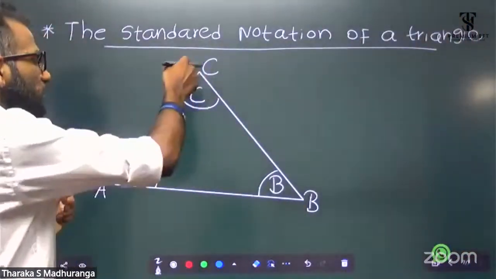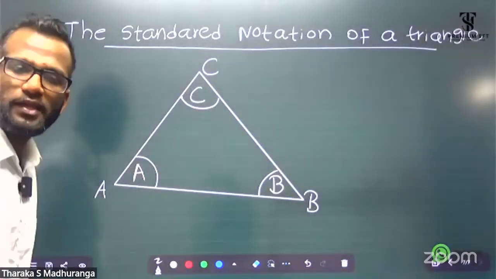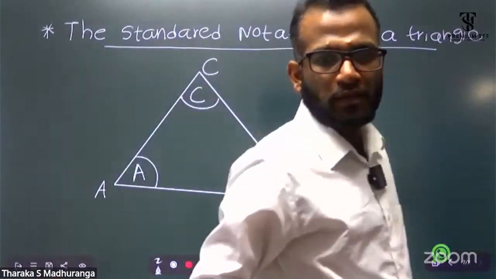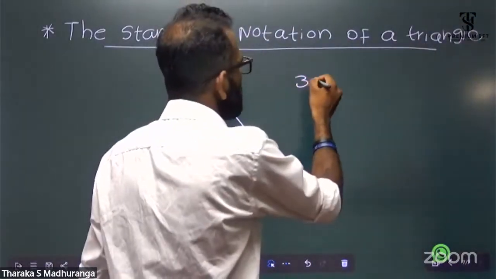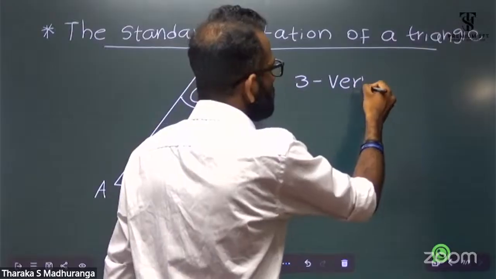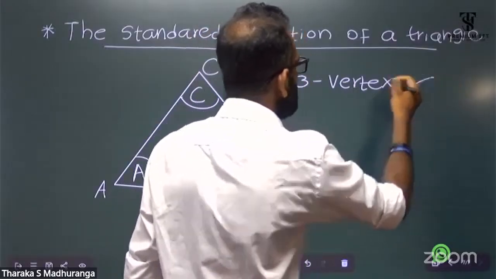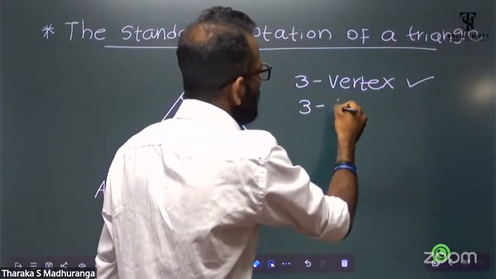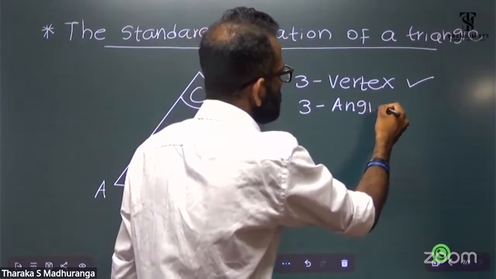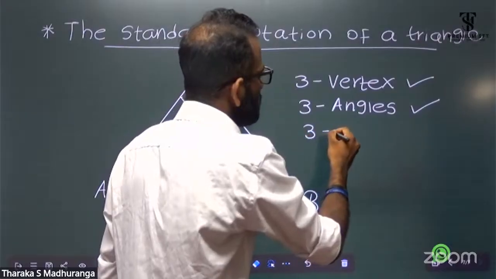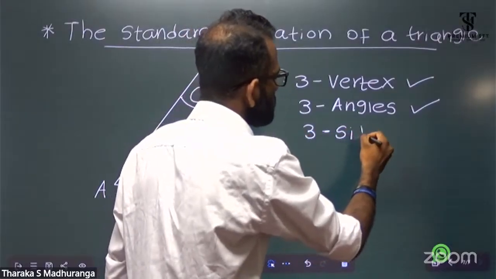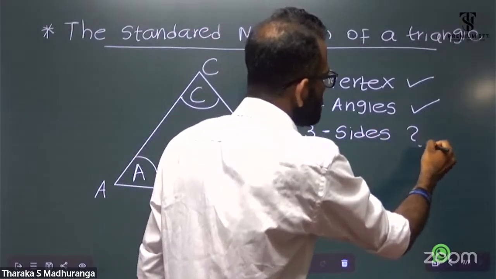Then how can we name these sides? Any idea? Three vertices, I labeled. Three angles, I labeled. Three sides, any idea?